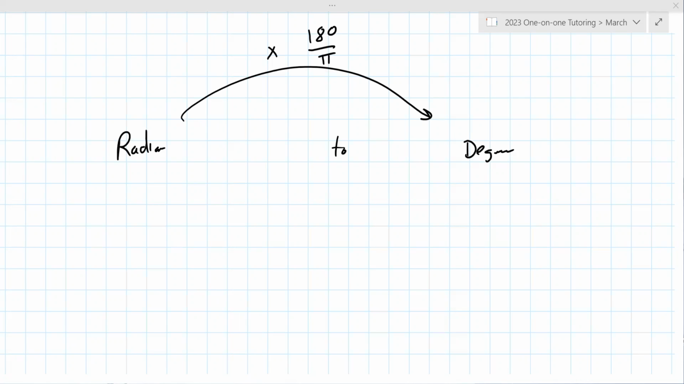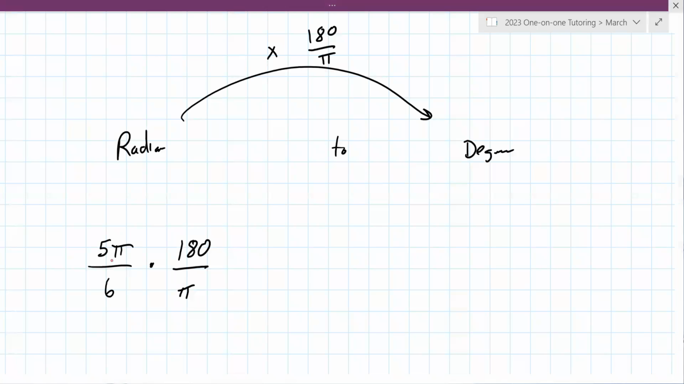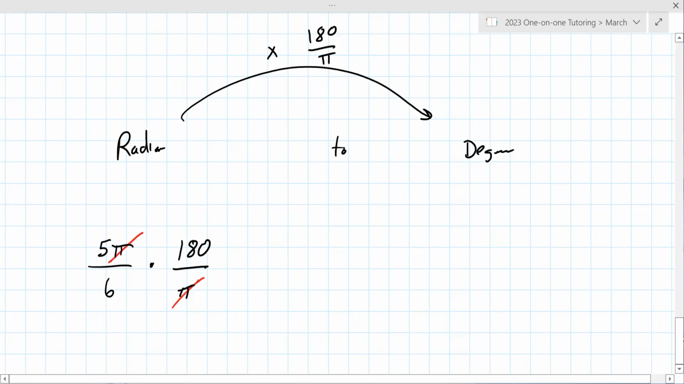So would I be dividing the number by pi and then multiplying? I'll give you an example here. 5 pi over 6. You're going to multiply by 180 over pi. Now, this is important. The pi's cancel. You generally don't put pi in your calculator. The rest of it you do put in your calculator. 5 over 6 times 180. So that would be 150. Yes. And then with the degree symbol.